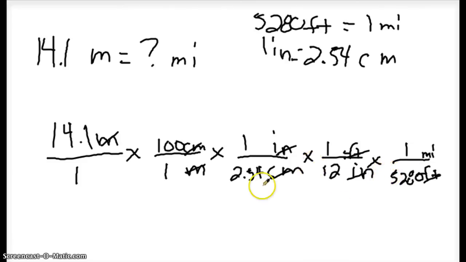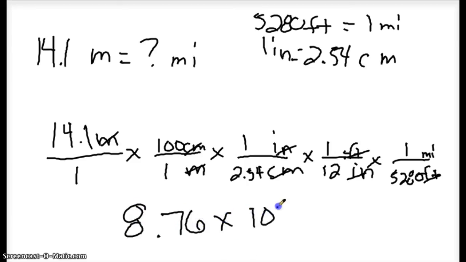Now, when you think about where we're going from here, you're going from meters, like a meter stick, to miles, so we'd expect to see all these numbers on the bottom, that we're going to see this number get smaller here. So I'm going to take 14.1 times 100 on top, and then I'm going to divide that by everything multiplied on the bottom. So I have 2.54 times 12 times 5,280, and I end up with this in your calculator, 8.76 times 10 to the negative 3 miles.